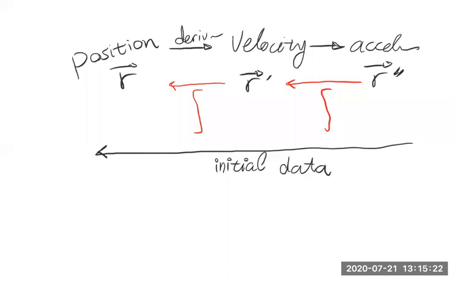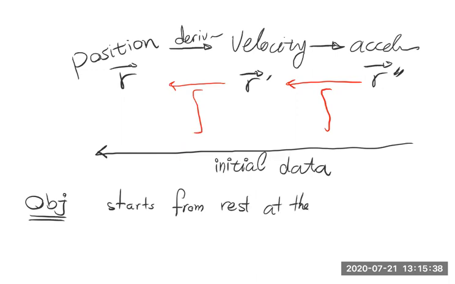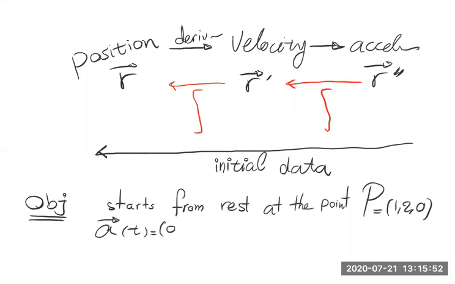Just look at this example. Suppose we have an object in three-dimensional space, which starts from rest at the point p equals (1, 2, 0). Suppose the acceleration of this object is equal to (0, 1, 2).